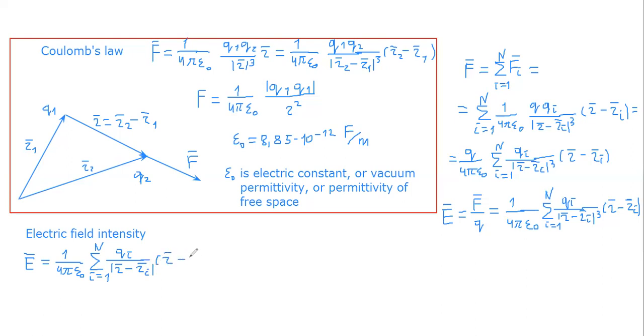Where r is the radius vector of the point in which we want to calculate electric field intensity, and r_i are the radius vectors of electric charges q_i. And the electrostatic force that acts on charge q can be calculated by a simple formula: q multiplied by electric field intensity.